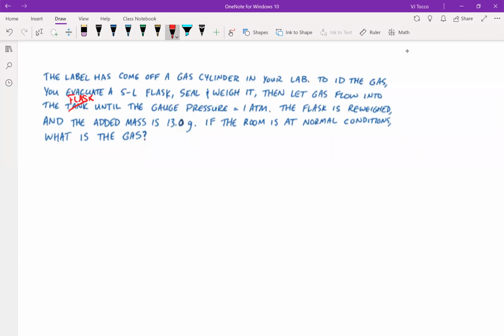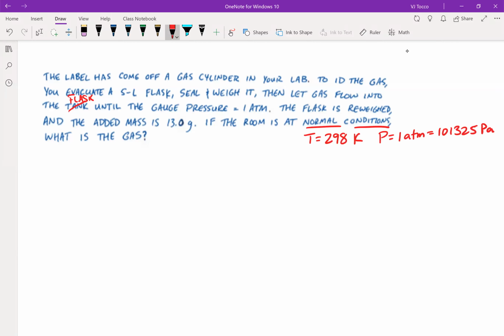So already you know you got pressure, volume. It's going to be a PV equals nRT. The room being at normal conditions, what does that mean? So room temperature is usually taken as 25 C or 298 K. Normal conditions would also be P is equal to 1 atmosphere or 101,325 pascals.